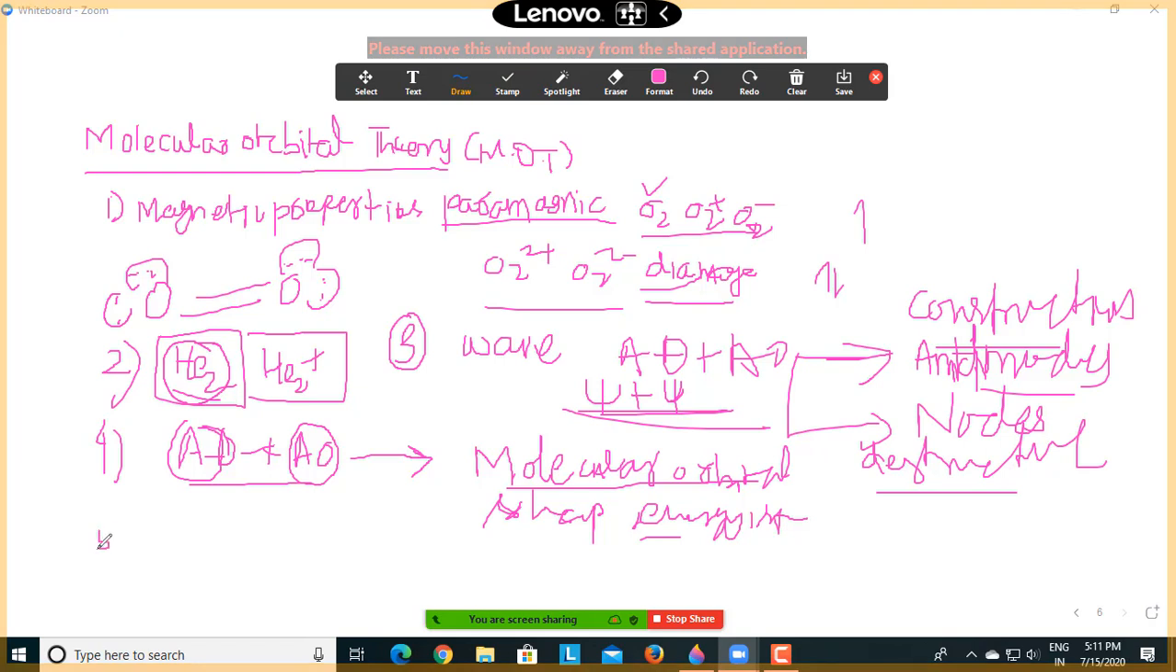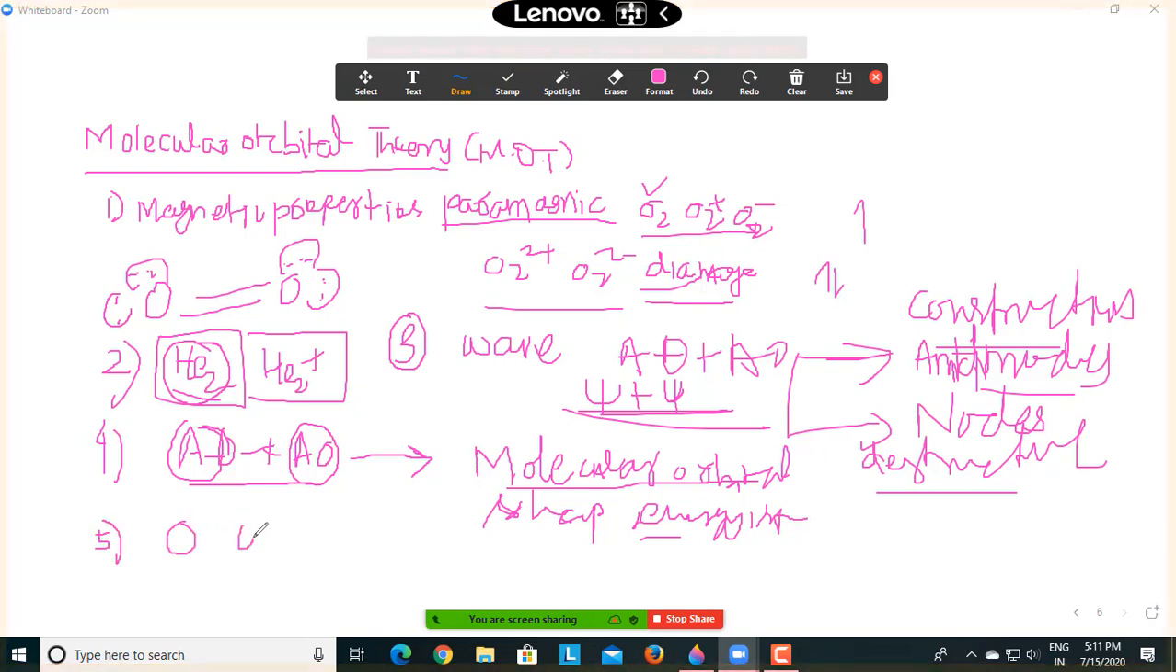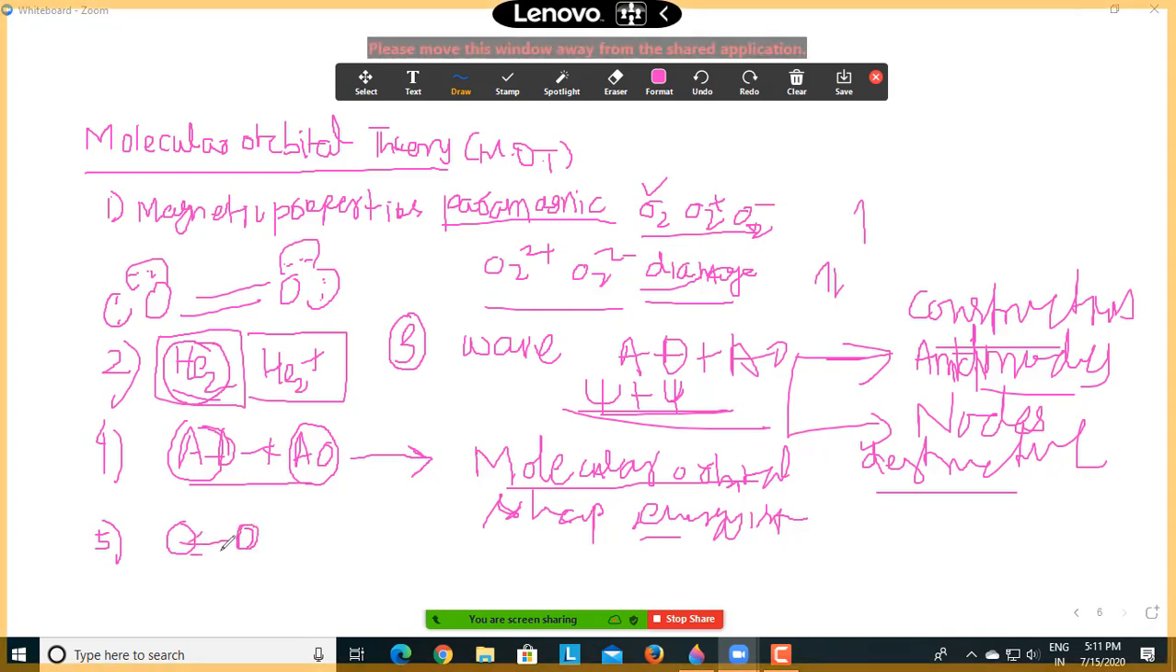Next, point number 5. Whenever two atoms combine, there exist two types of force. One is attractive force, one is repulsive force. We have considered the attractive force in more discussion, but we have ignored the repulsive force. Here the repulsive force also plays a vital role in forming a chemical bond, which we have not considered. So due to this, we need a new theory that is known as molecular orbital theory.